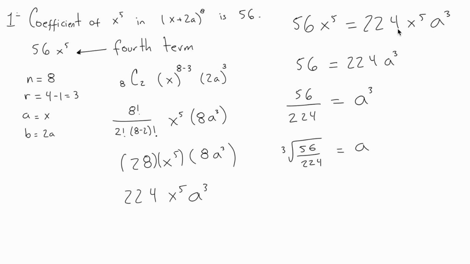Again, what can I do? I can get rid of the x to the power of 5. I divide by 224, and I take the cube root. So this is my answer. I know, it's actually a half. If you put this into your calculator, 0.5. So it's not a horrible number. But yes, this is how you do it.